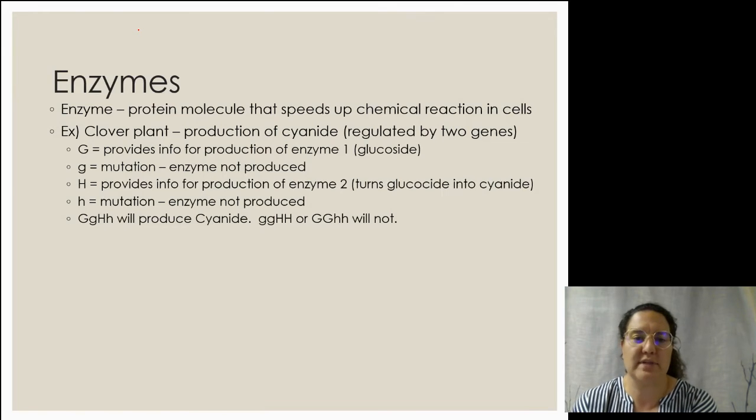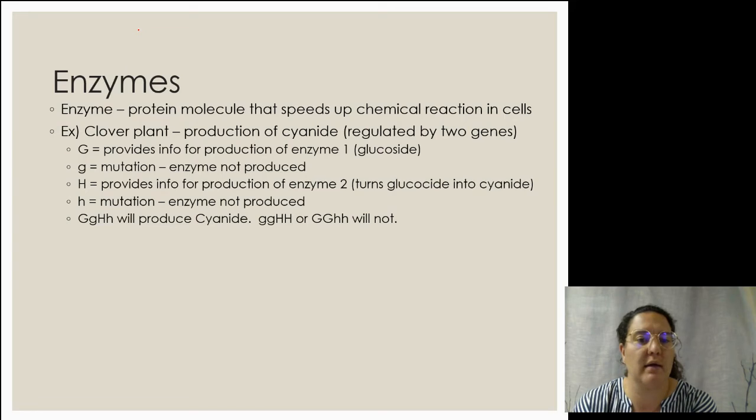So enzymes are protein molecules that speed up chemical reactions in cells. And these are also coded for by genes. So in a clover plant, the production of cyanide is regulated by 2 genes. Capital G provides production of the enzyme. Lowercase g, that enzyme is not produced. Capital H provides production for enzyme 2. And lowercase h is a mutation, so the enzyme is not produced.